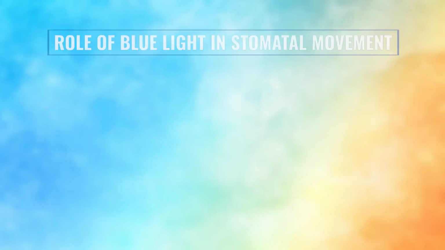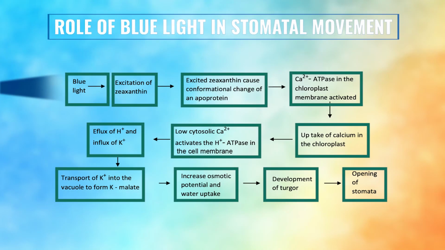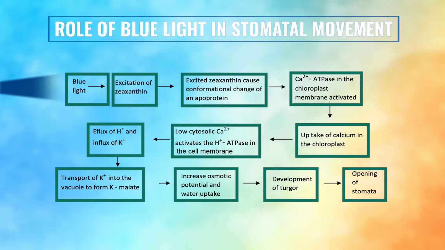Blue light also plays an important role in transpiration. Zeaxanthin is the blue light receptor present in the light harvesting complex 1 and 2. In the presence of blue light, zeaxanthin gets excited. Excited zeaxanthin causes a conformational change in an apoprotein. Calcium ATPase in the chloroplast membrane, due to this, gets activated. It takes up calcium into the chloroplast.